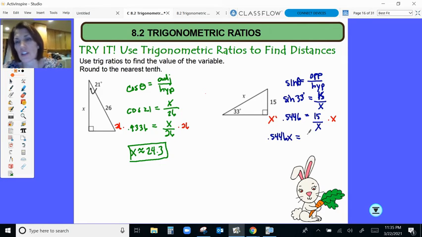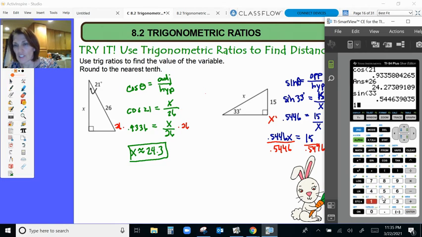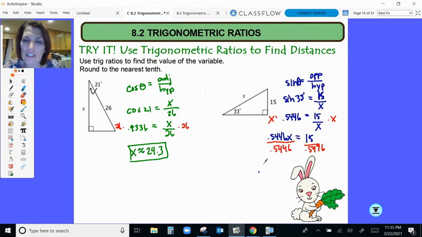So 0.5446x equals 15. And then I'm going to divide by that 0.5446. So I'm going to take my 15 and divide it by 0.5446, and it's going to get me about 24.5. So x is going to be about equal to 24.5. And that is my trigonometry ratios.